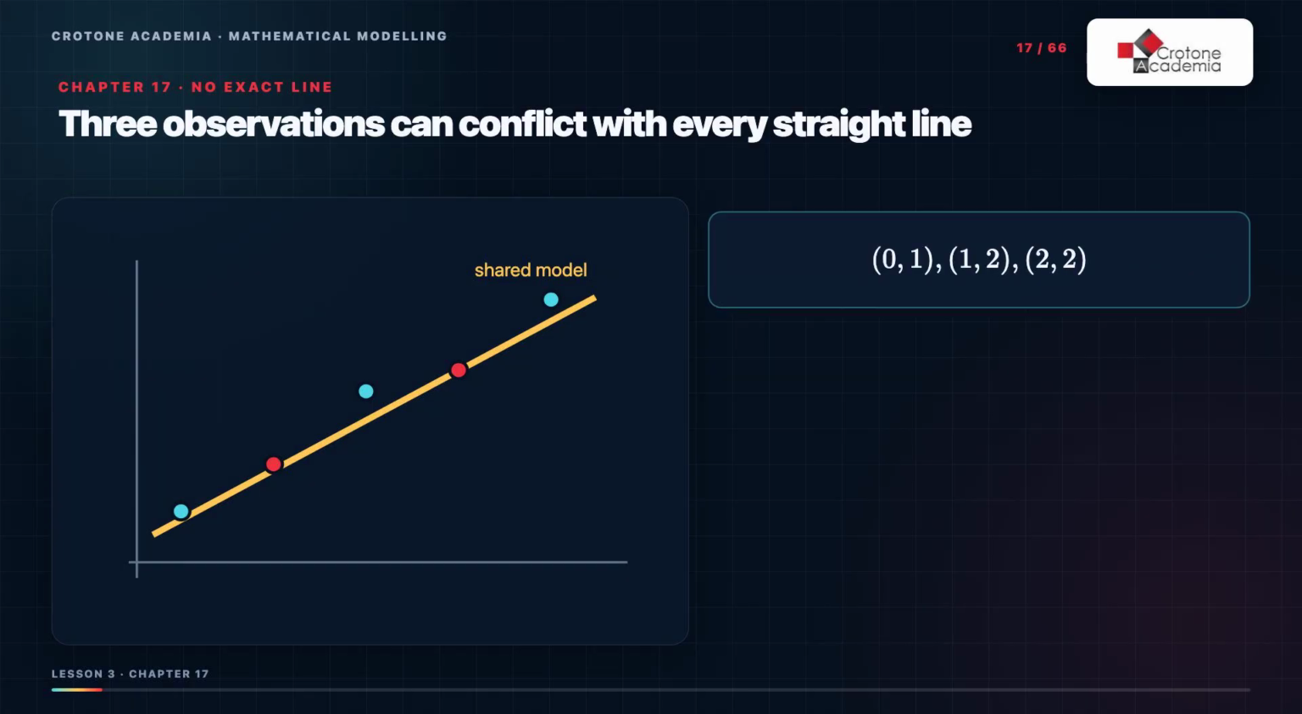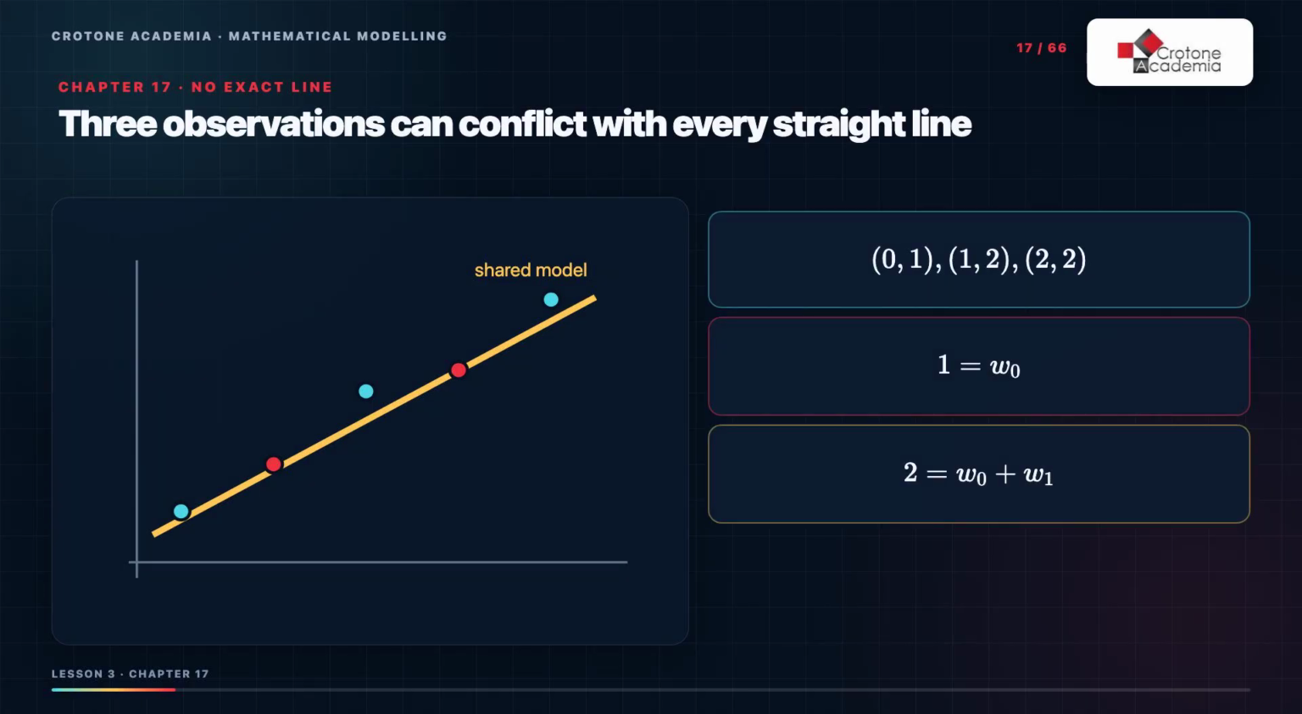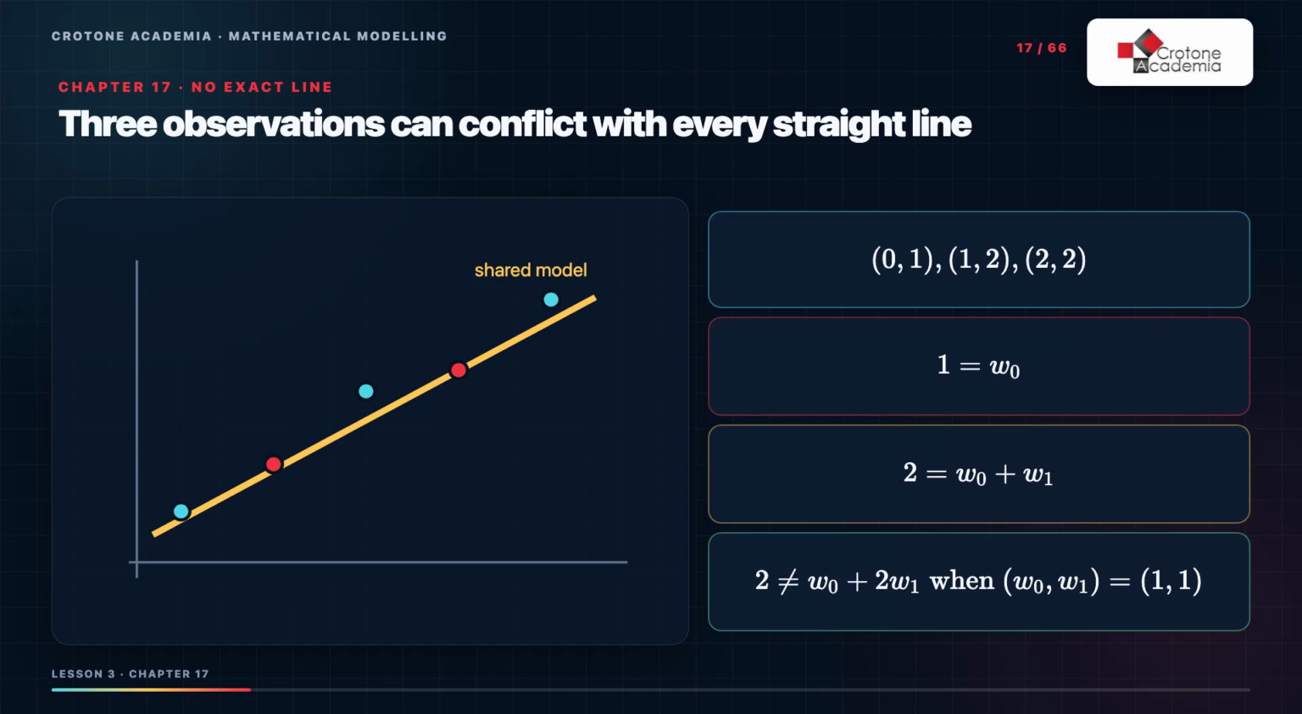Consider the points (0, 1), (1, 2), and (2, 2). Now, the first equation forces w0 to 1. The second then forces w1 to 1, but those values predict 3 at x equals 2, while the third observation is 2. No single line passes through all 3 points. The matrix equation y equals phi times w has no exact solution. We must now define what we mean by the best approximation.